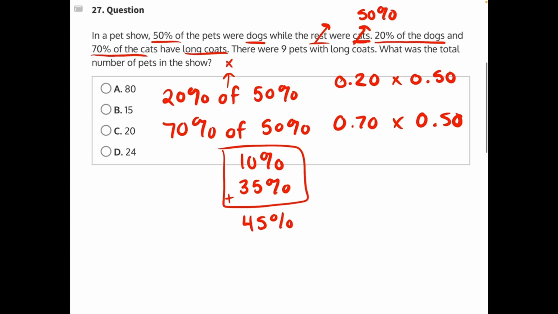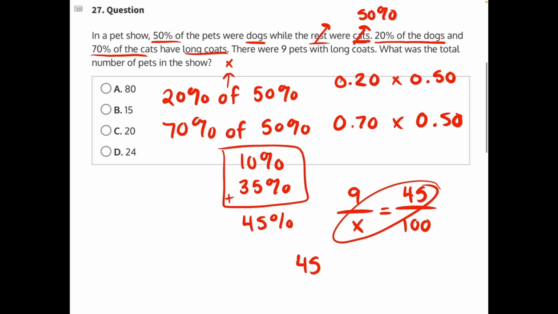And now that we have the percentage of animals with long coats and the number of animals with long coats, we can set up a proportional ratio to figure out the total number of pets in the entire show. If 9 pets out of an unknown total number of pets in the show have long coats, and that's equal to 45% out of 100, what is that mystery number? Well, we can cross multiply to figure it out. 45x is equal to 900.